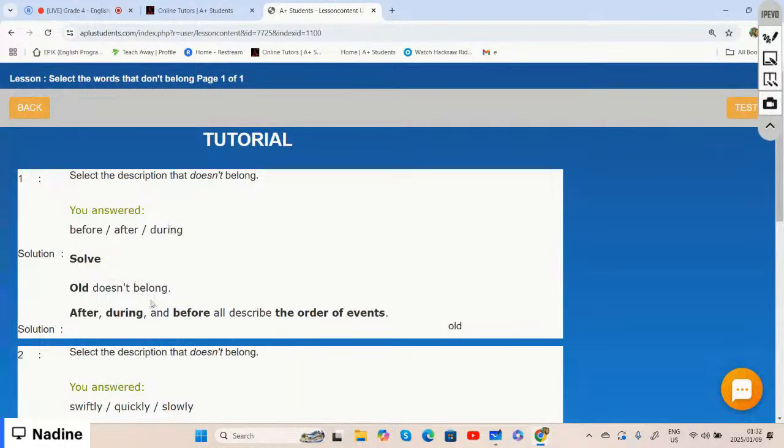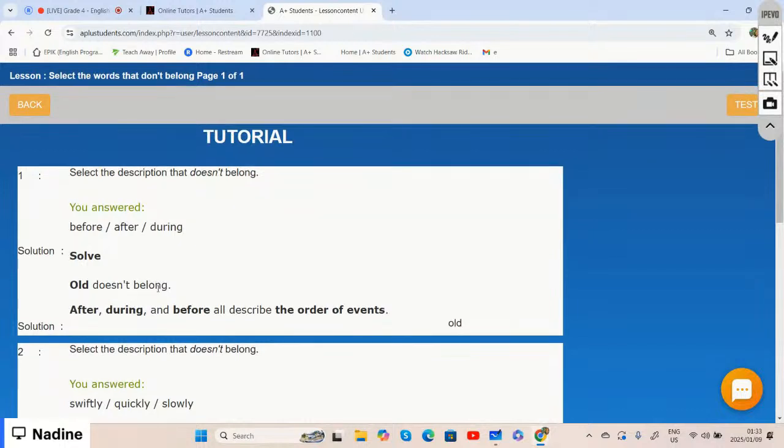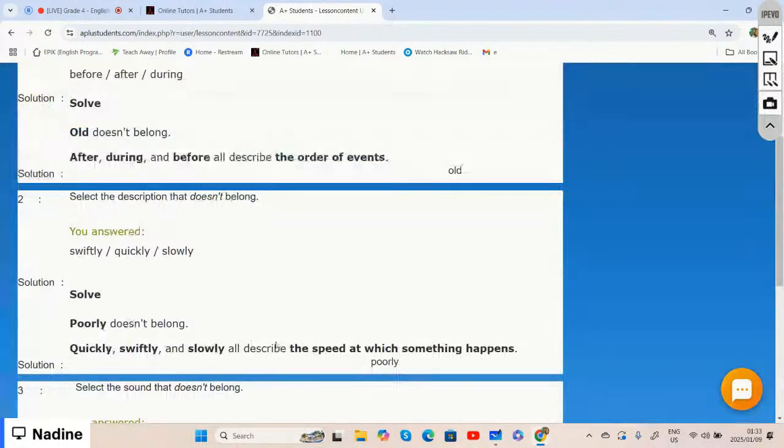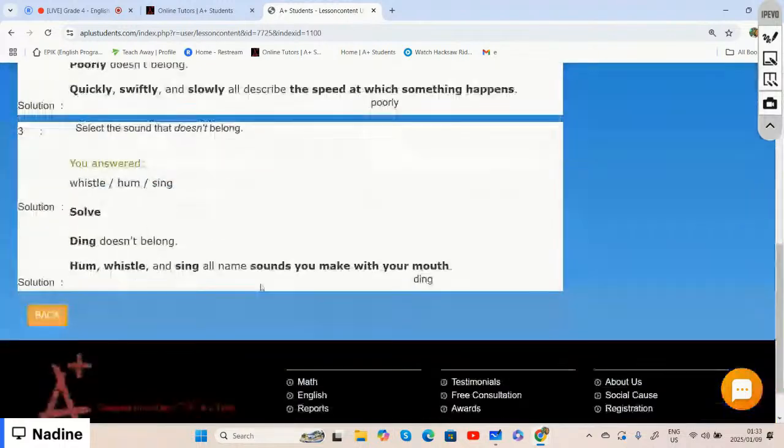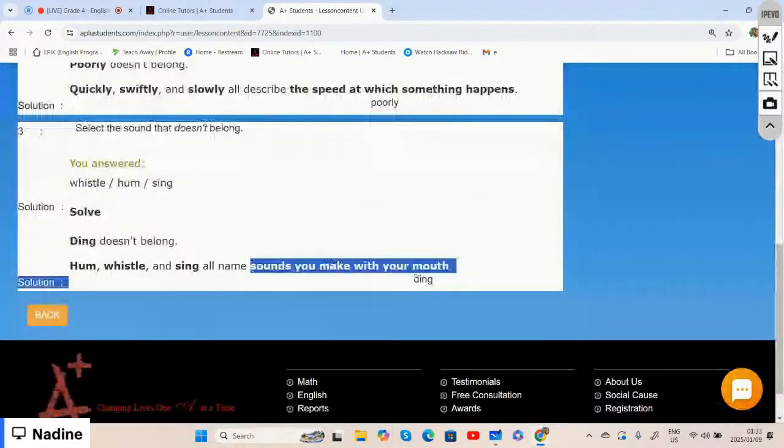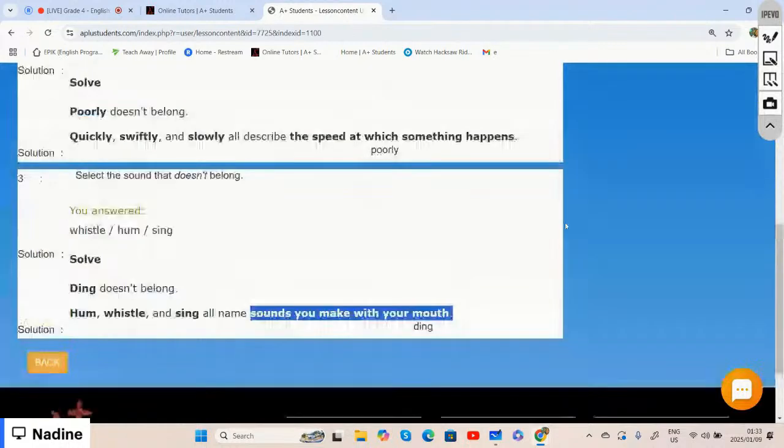But old doesn't belong because if we look at the order of events, then you look at the order in which something is being done. The same with the speed at which something happens, it's either swiftly, it's quickly, it's slowly, but not poorly. Poorly doesn't belong. And in sounds you make with your mouth, you whistle, you hum, you sing, not ding, right?